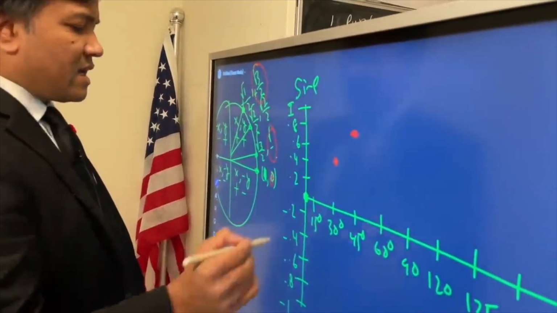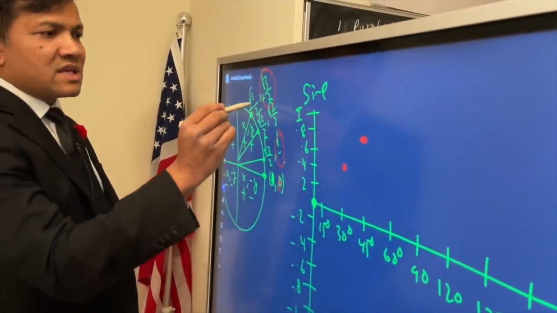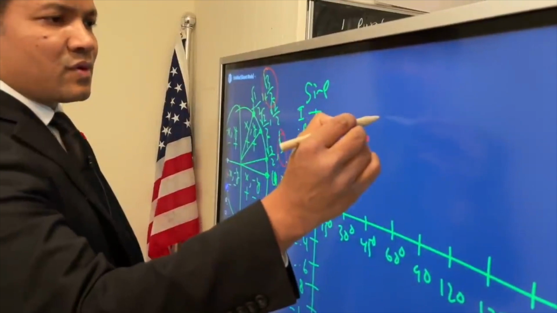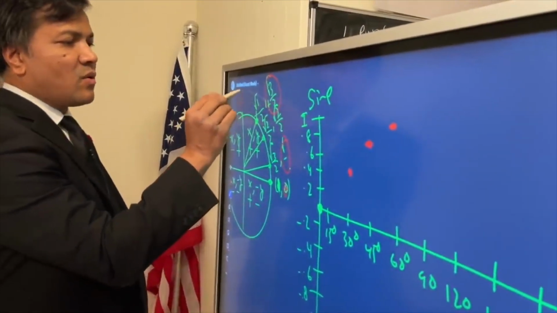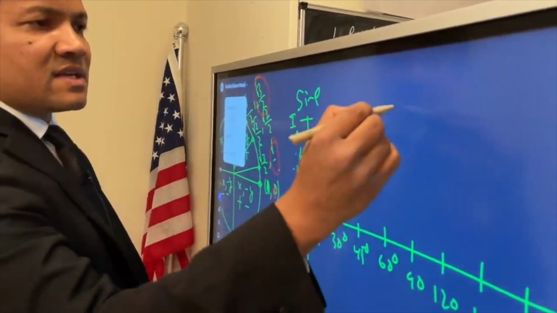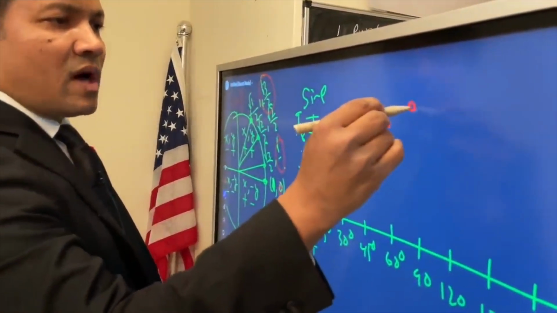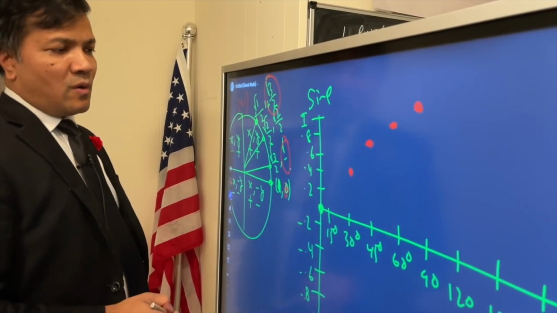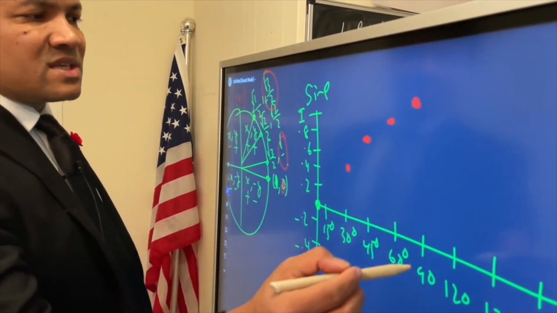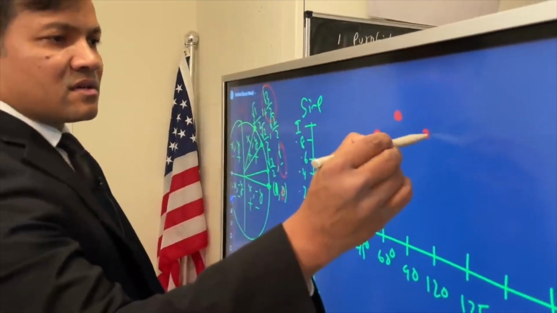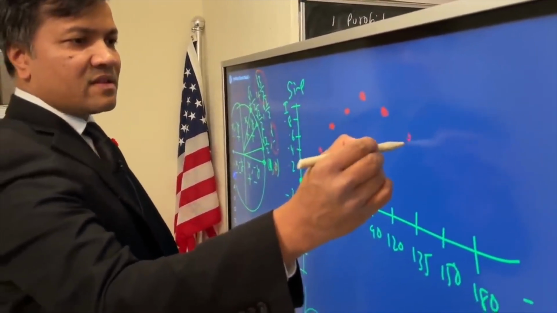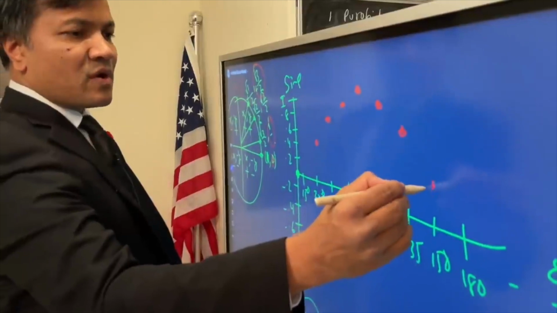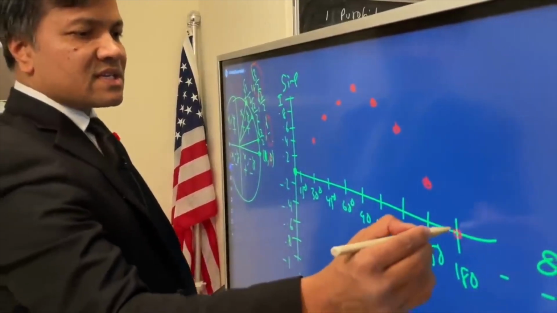All right, and sine 60 degree is about 0.8. Sine 90 degree is 1. Then sine 120 degree is 0.8, sine 135 degree is 0.7, sine 150 degree is 0.5, and sine 180 degree is 0.